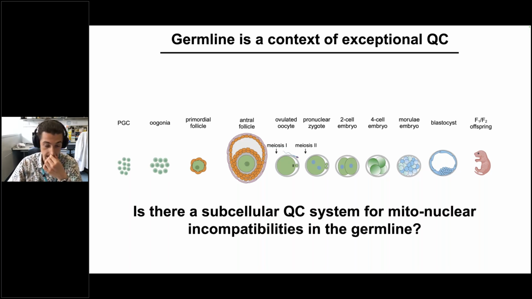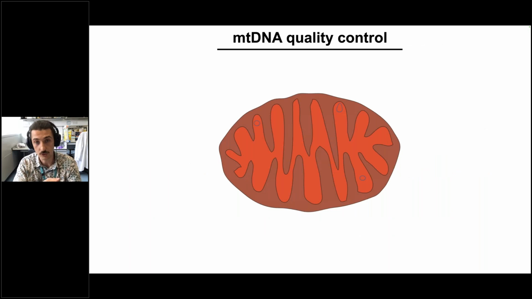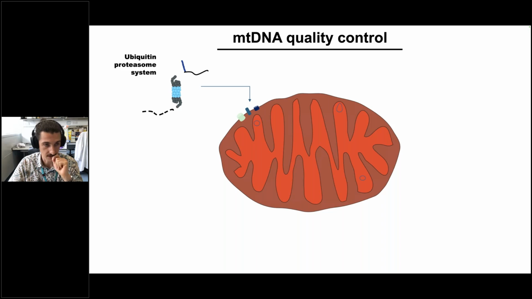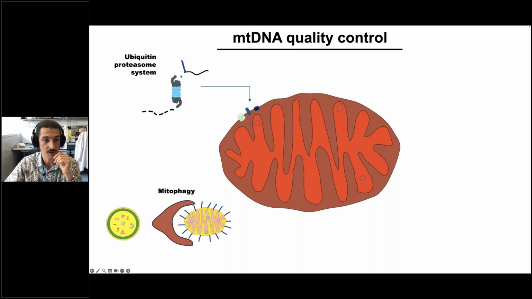But the question that still remains to be answered is whether there is a subcellular quality control system for mitonuclear incompatibilities in the germline. We know, for example, that mitochondrial quality control, and specifically mtDNA quality control, happens in many ways. So we have the ubiquitin-proteasome system that was so wonderfully introduced by Jane. When the ubiquitin-proteasome system tags outer mitochondrial proteins with a lot of ubiquitin chains, this can initiate a cascade of mitophagy, whereby the damaged mitochondria are degraded by recycling.